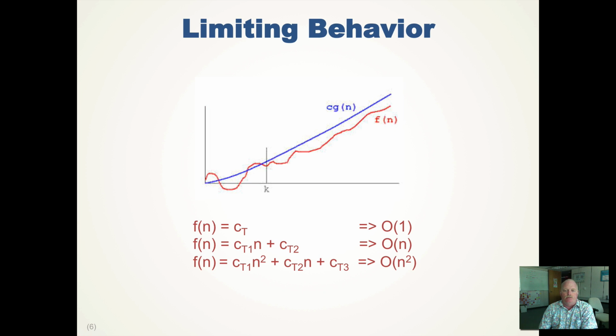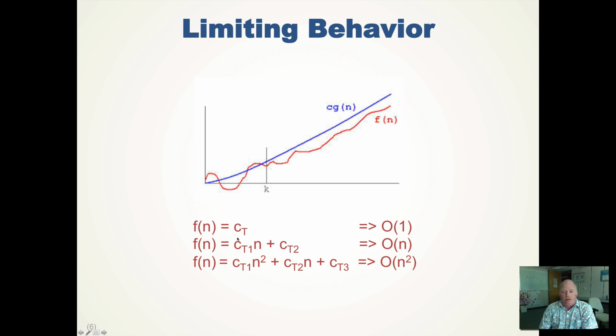So what are we talking about? We are saying the time it takes to run your program will be less than some function for values greater than k. So if n is greater than k, then the time it takes for your program to run will be less than some limiting function of time, and that's the big O.